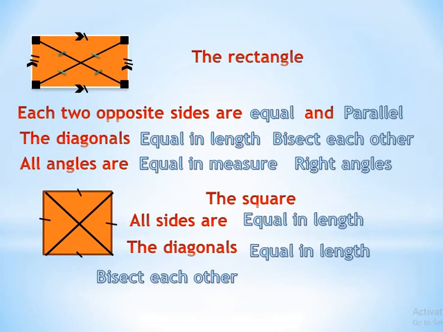We have another property here. The other property is that the diagonals are perpendicular. Do you remember the word perpendicular? Perpendicular means the intersection between them makes a right angle.